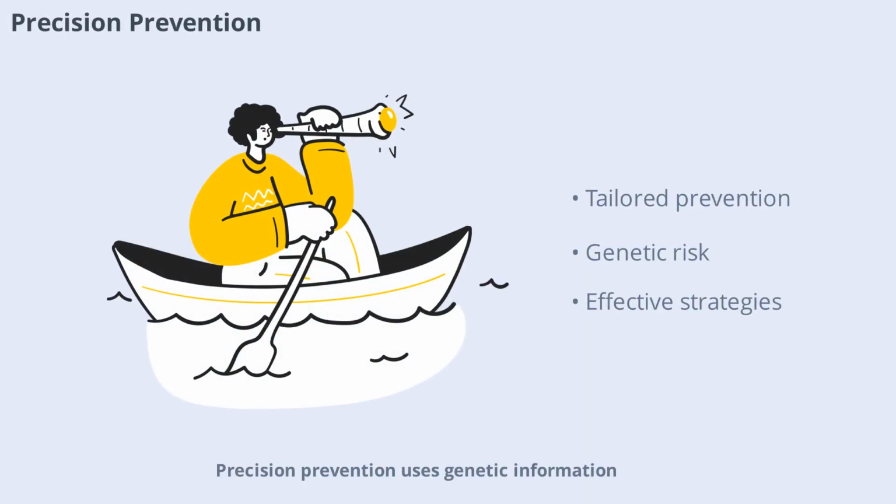Precision prevention uses genetic information to tailor cancer prevention strategies. By knowing which mutations a person carries, doctors can recommend specific screenings or lifestyle changes to reduce risk. This personalized approach is making prevention more effective than ever.